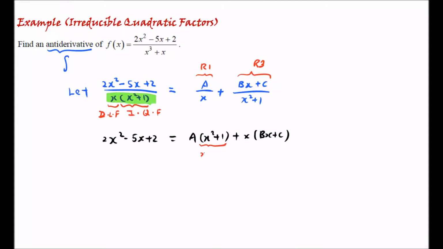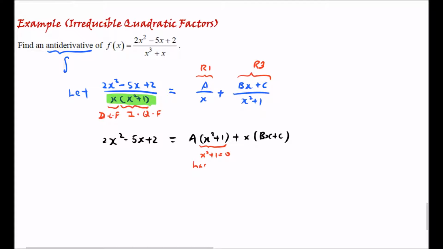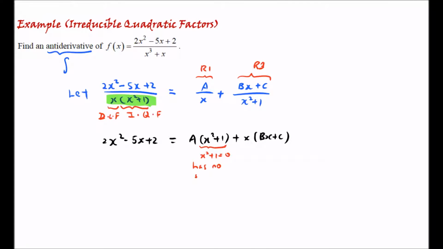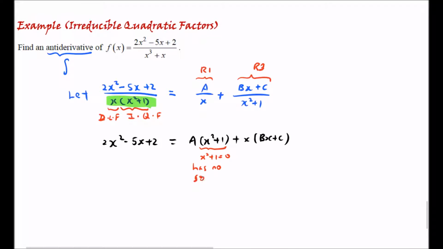So x squared plus 1 equals 0 has no solution, right? There's no solution. Why? Because it cannot be factorized, means no solution. So no solution means you cannot find any x value. So wherever you see an IQF, you can ignore. Okay, ignore, just go to the next bracket. Now there's no next bracket, but there's x. So x equals 0, right? You set x equals to 0.